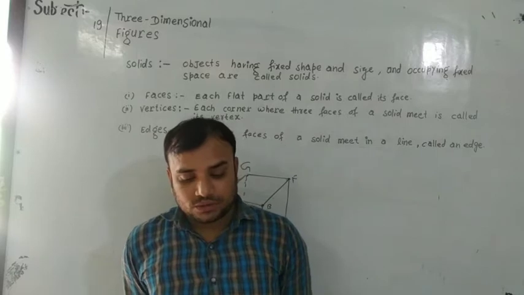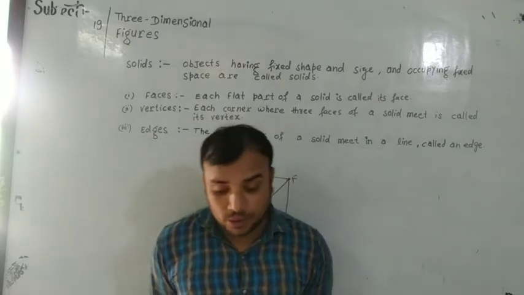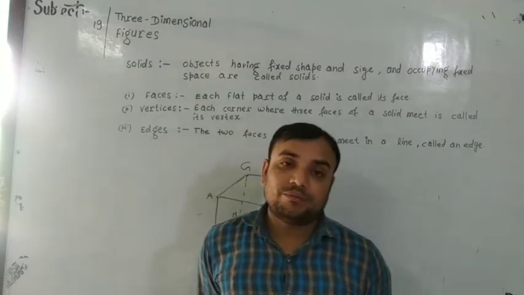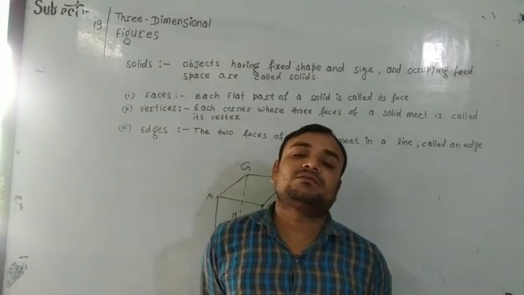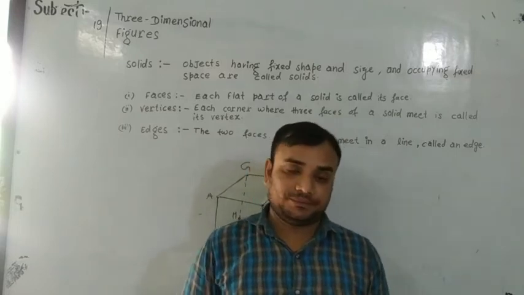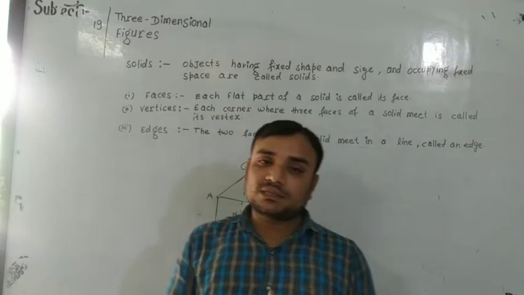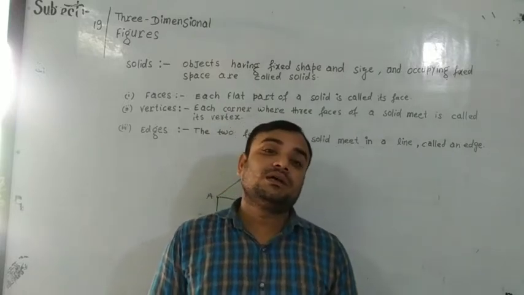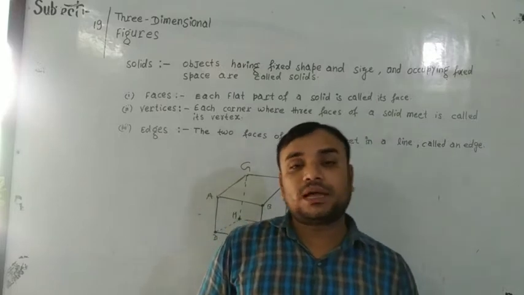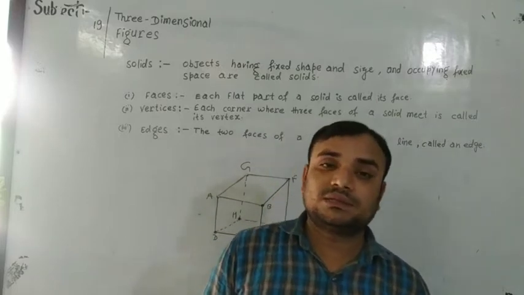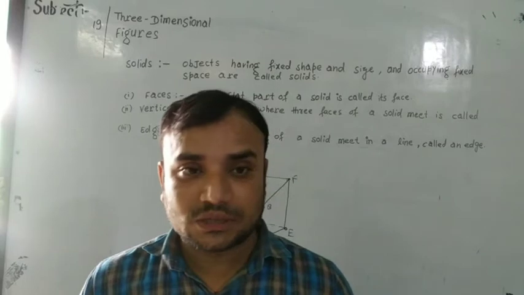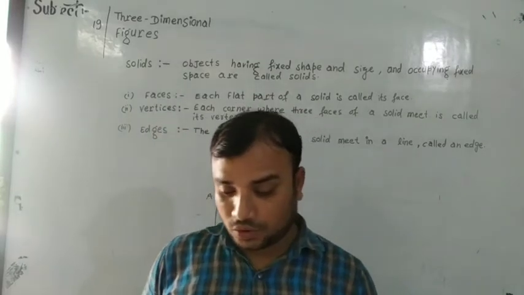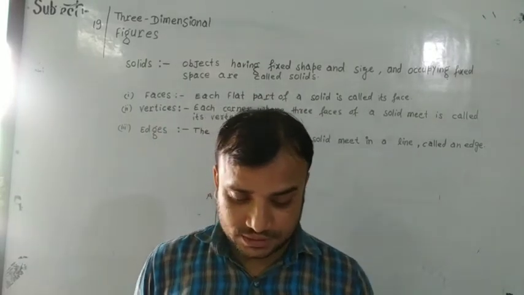Now dear students, a cube is bounded by 6 flat square figures. So one made up of 6 square figures is called a cube, and one made up of 6 rectangular figures is called a cuboid. Both have the same vertices, same edges and same faces.